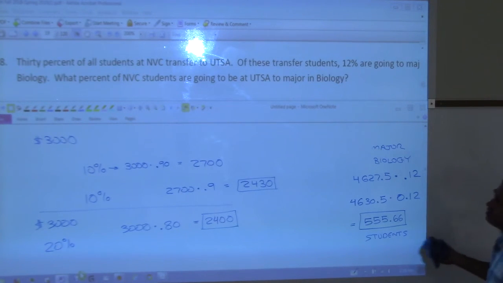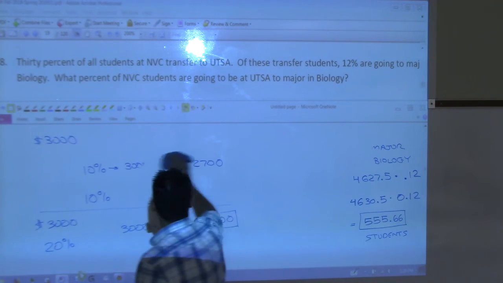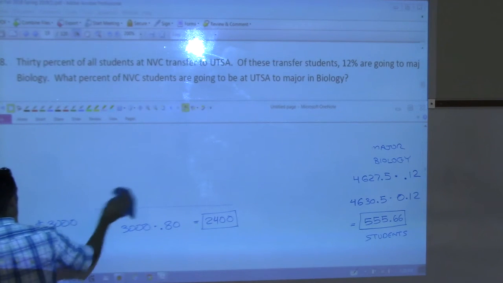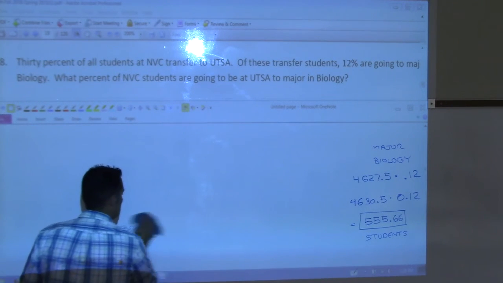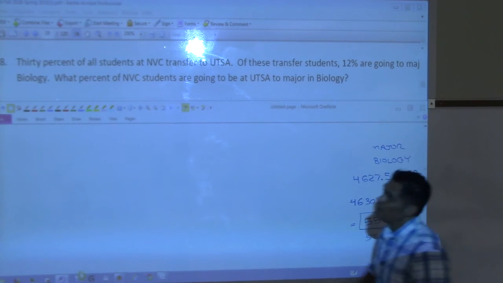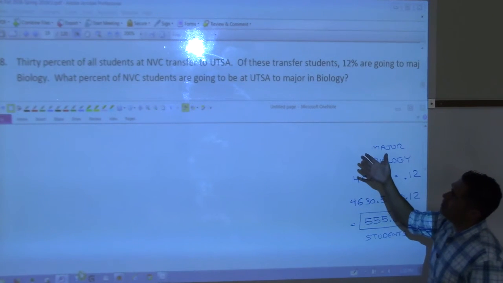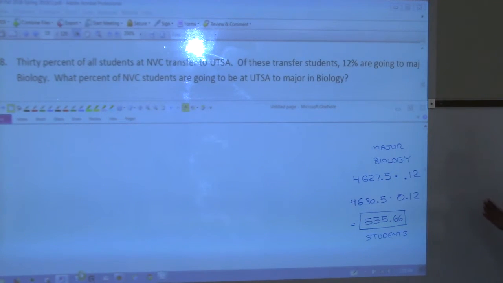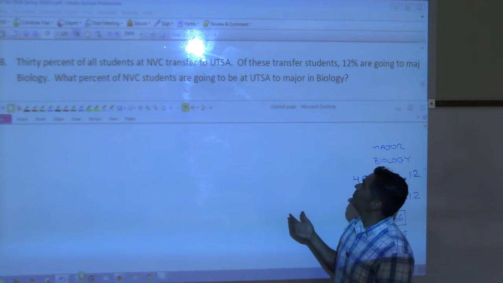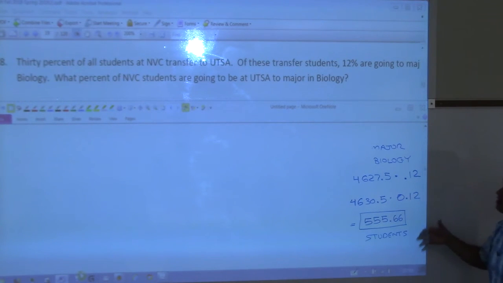Look at this question here. Is that the same question I just put up on the board? Yeah, but this one doesn't have the actual students at Northwest Vista. That's right. Say 30%. So what it's saying here is that you've got all the students at Northwest Vista, 30% go over to UTSA, 12% of those students go on to major in biology. What percentage of Northwest Vista students are actually going to UTSA to become biology majors?